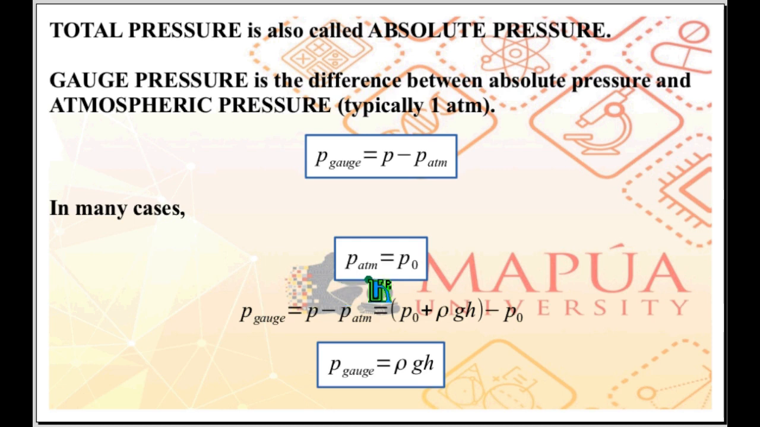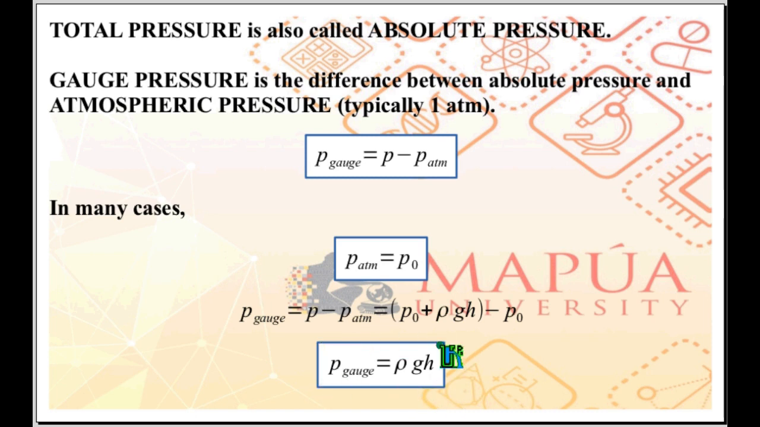So, P atmosphere is equal to P naught, which means the gauge pressure, P gauge, is equal to P minus P atmosphere, where P is the absolute pressure, equal to P naught plus rho g h. P atmosphere is equal to P naught. Gauge pressure is just equal to rho g h. So, for many cases, this applies, but take note, not always.